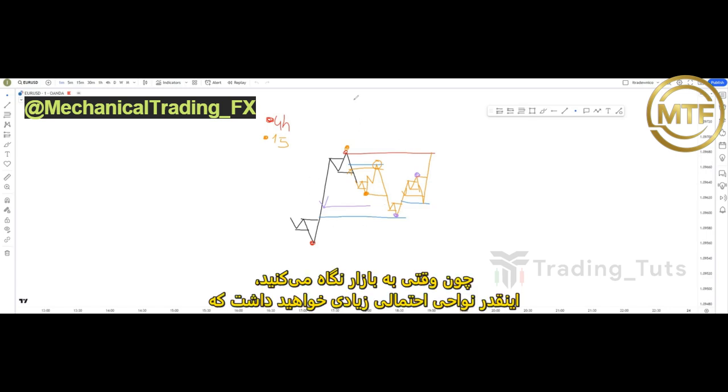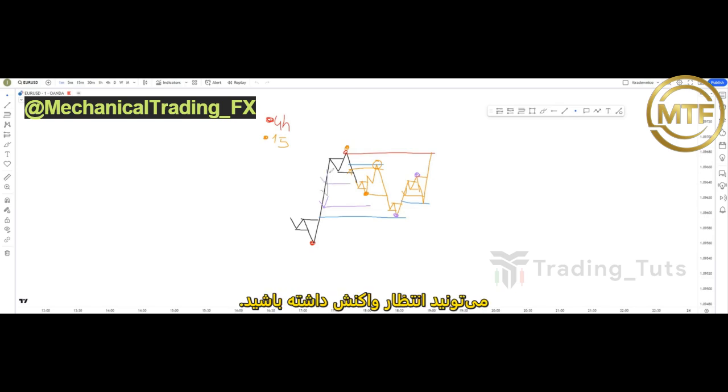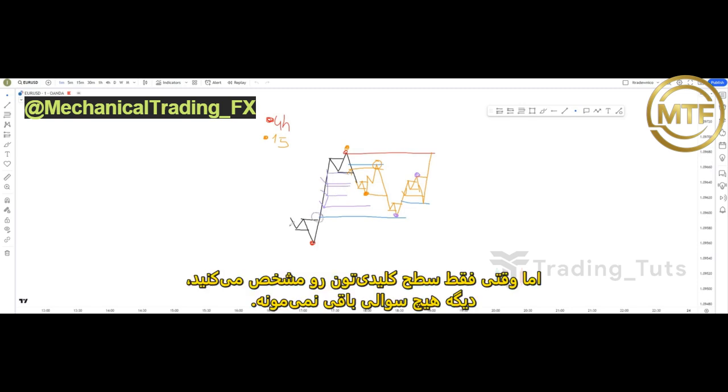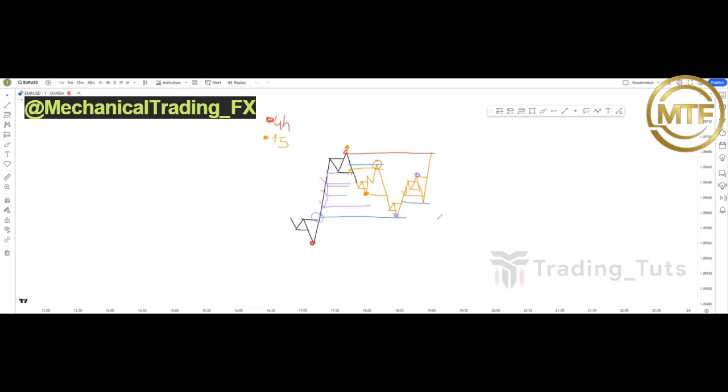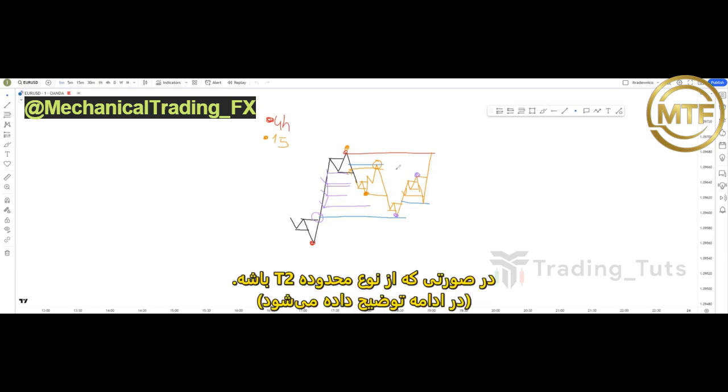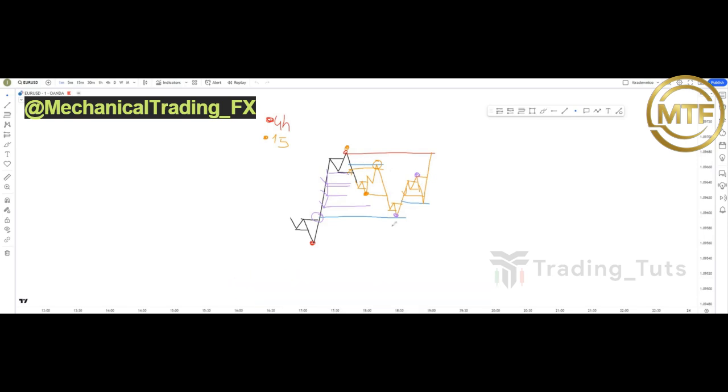Because once you go to the market, you will have so many potential areas where you could expect a reaction. But once you just mark out your key level, there are going to be no more questions. It's either yes or no. You're just going to have one key level most of the time. You just draw it, you find internal liquidity above or inducement in case it's a T2 type of range, and then you execute.